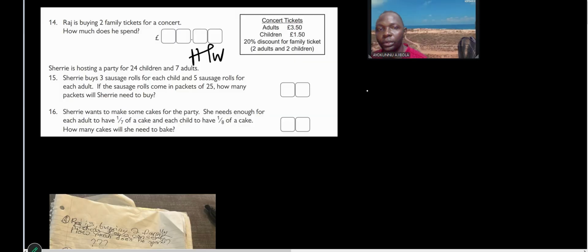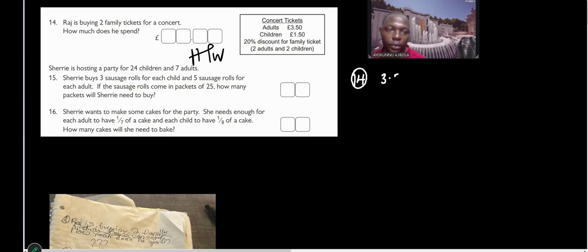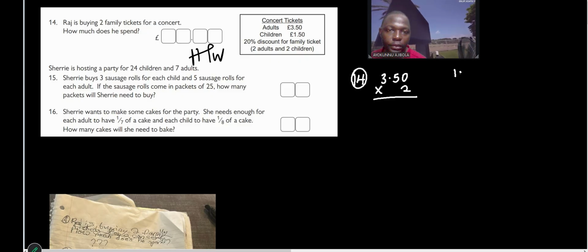Now, the first question says Raj is buying 2 family tickets for a concert. How much does he spend? Family tickets, adults and children, right? That is 2 adults and 2 children. That is a family ticket. So for number 14, one adult is what? 3.50. And that will be times 2 for the 2 adults. And one child is 1.50. So for 2 children, it will be 3.00, right? And for 2 adults, it will be 7.00.